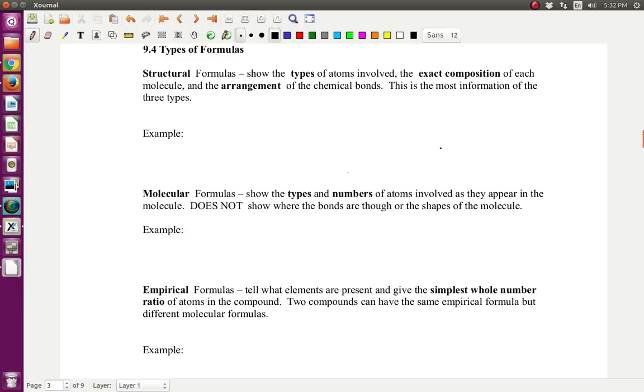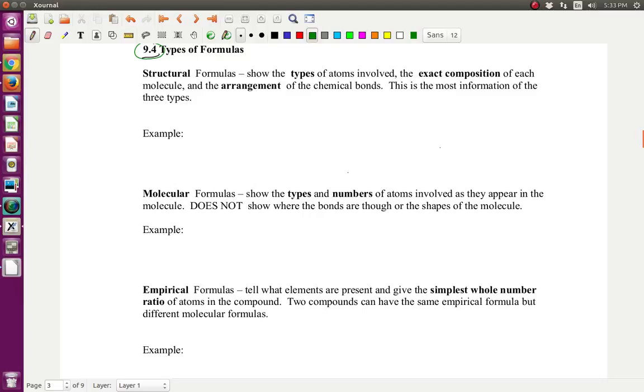Okay, I need you to pull out your notes for Chapter 9 and also your periodic chart and your polyatomic ion chart to follow along. We're going to fill in the notes for Chapter 9.4. So we're kind of backtracking because we did 9.5 in lab. So this one right here.